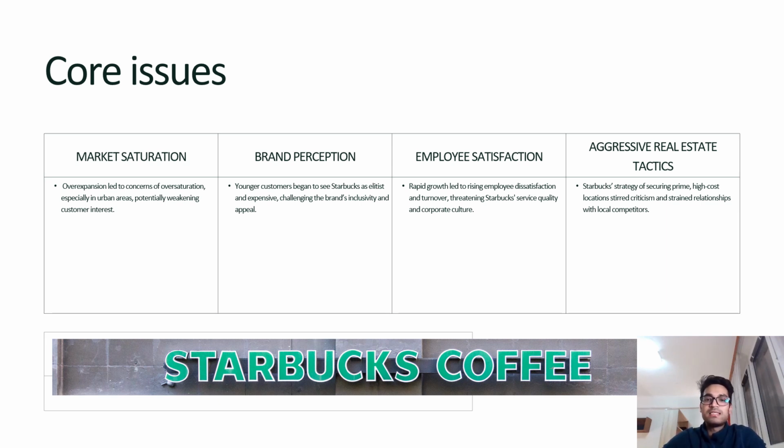Fourth one is competitive and aggressive real estate tactics. Starbucks' strategy of securing prime locations at high cost helped it dominate certain markets, but also attracted criticism for its predatory real estate tactics, which sometimes harmed local competitors and impacted community relations.